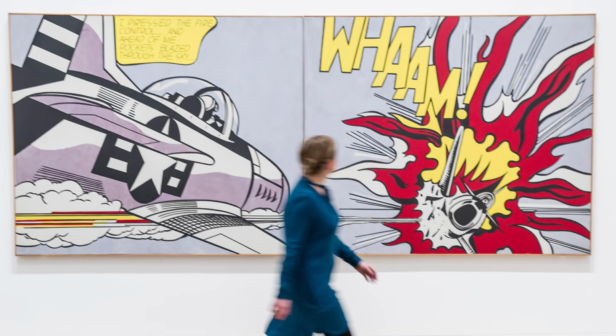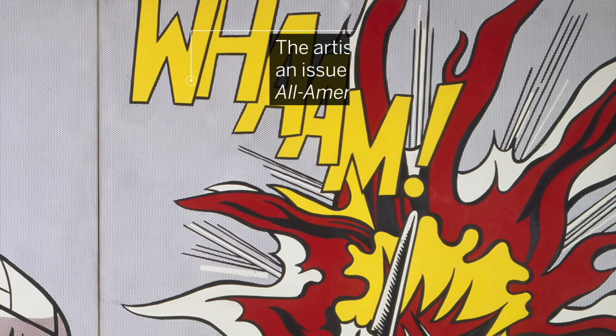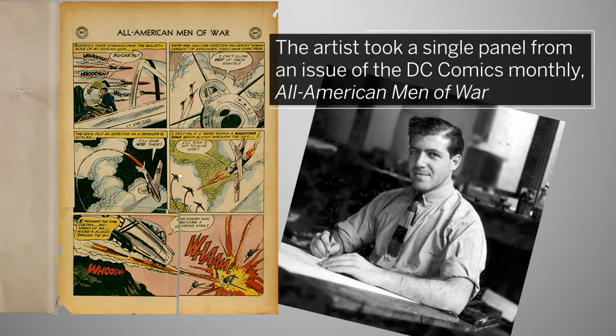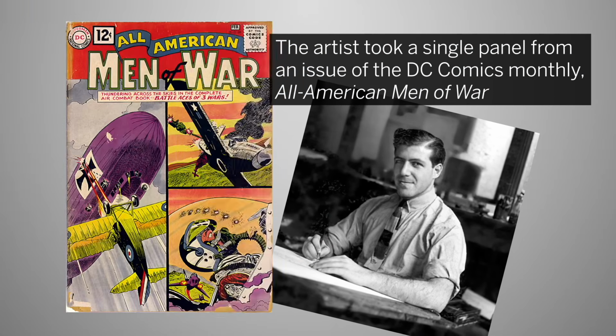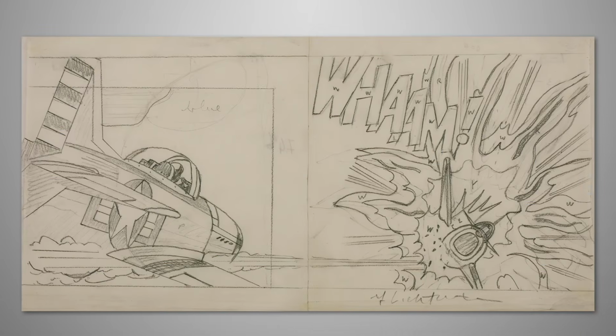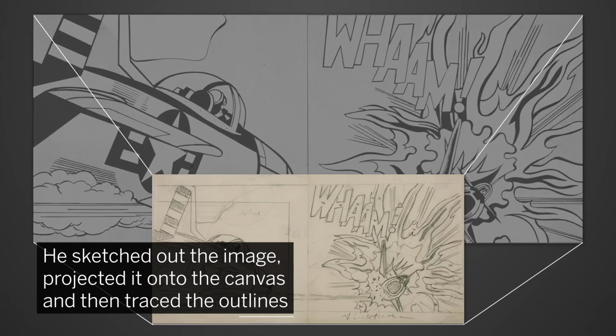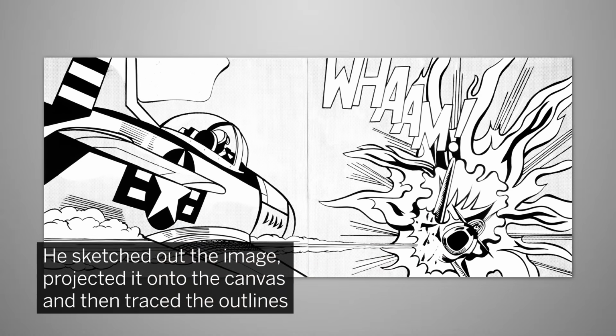To create Whaam, Lichtenstein took a single panel by the cartoonist Irv Novick from an issue of the DC Comics monthly All-American Men of War. He then sketched out the image and projected it much enlarged onto the canvas before tracing the outlines.